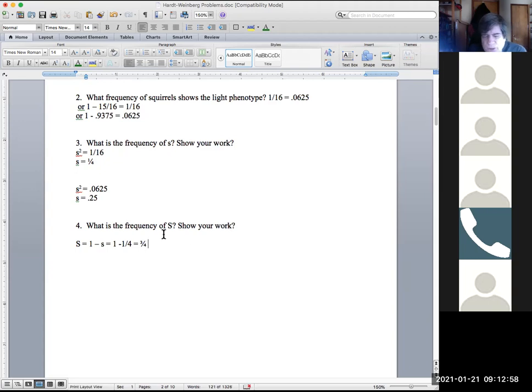And again, notice if we look at the two alleles, little s and big S have to add up to 1. That's because these are the only two alleles we're talking about in this population. Now, if there were 3 alleles, we'd have to know S1 and S2, and then we could figure out S3 by subtraction. But in this case, as soon as we know little s, we can subtract, we can find big S.